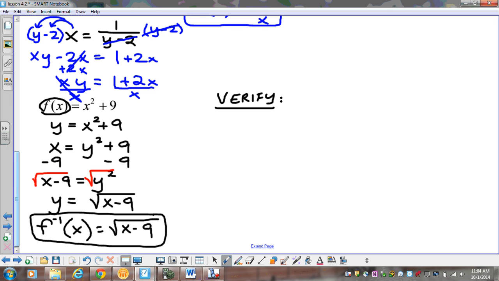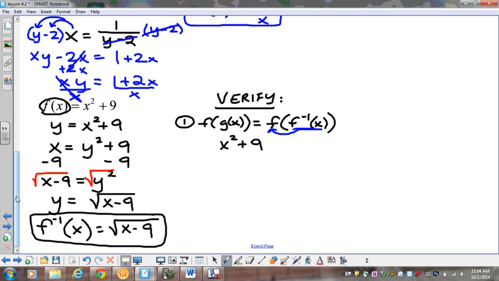All right, so first thing I need to do is we're going to take and do f of g of x. But again, g of x just represents your inverse function. So you could see it like this as well. So that means I'm taking my inverse function and plugging it into my original function. So I'm going to take my inverse and plug it into my original. So my original is x squared plus 9.